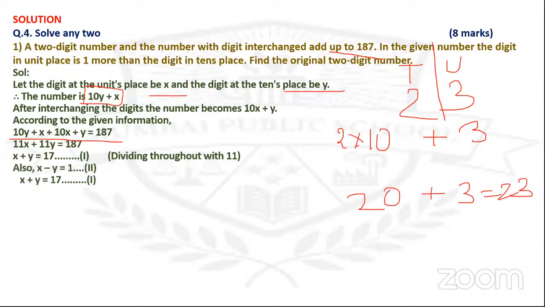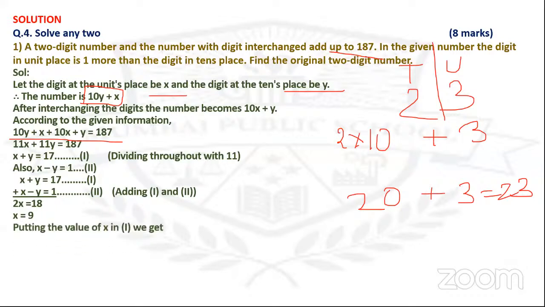You'll get x plus y equals 17, and here x minus y equals 1. Write one below the other. Check, coefficients of x are the same and y has a different sign, so directly add the two. Adding equations 1 and 2, what you'll get? 2x equals 18. So that will give you the value of x, which is 9.